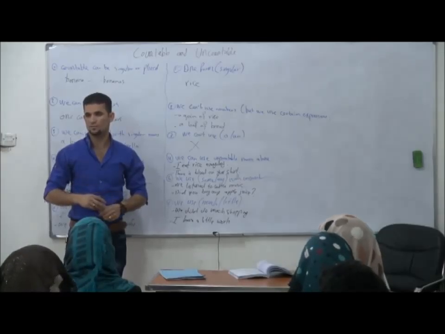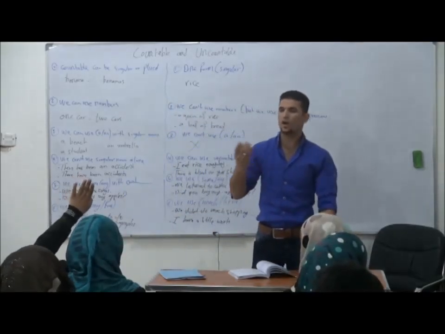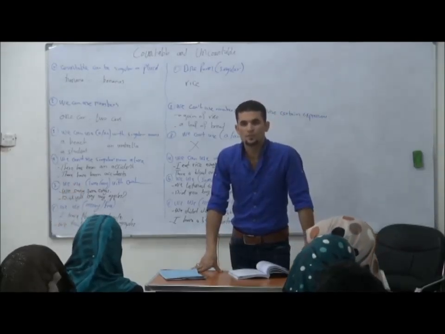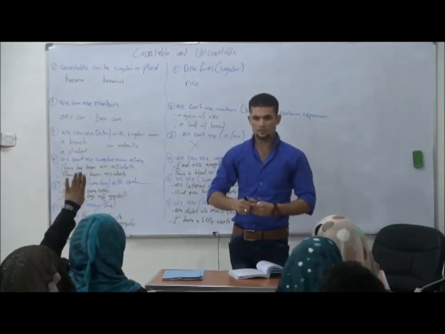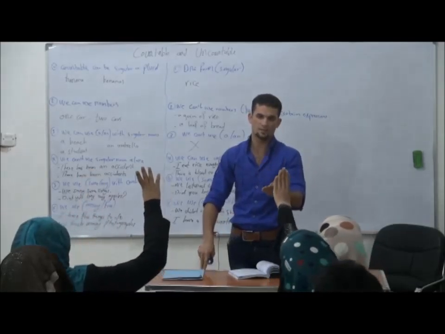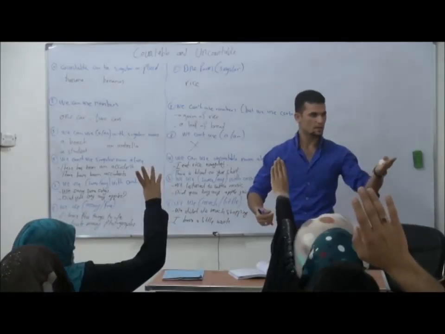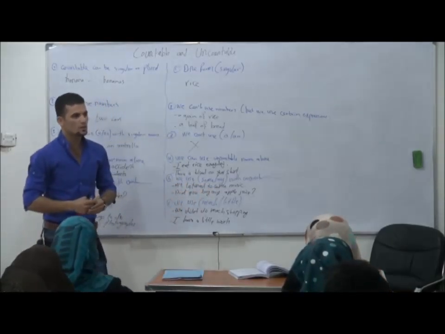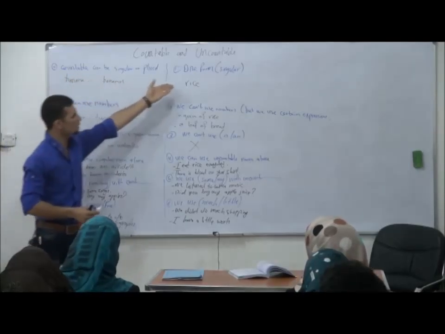What is a countable noun? To start with, how can we divide nouns, first of all? How can we classify nouns? Nouns can be classified into two kinds, or types. What are they? Countable and uncountable. Very good. So we have countable nouns and uncountable nouns.